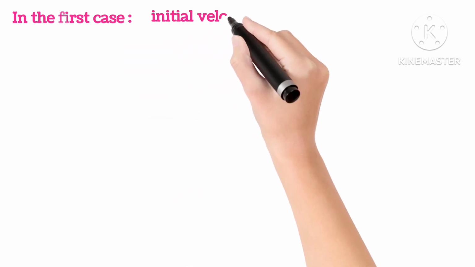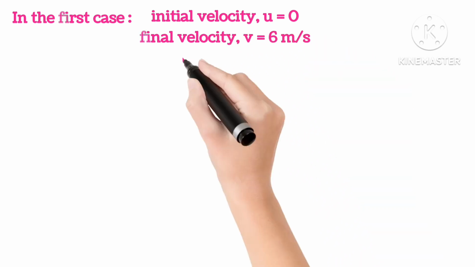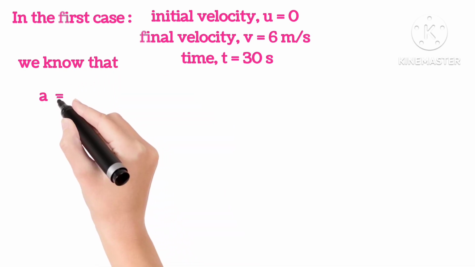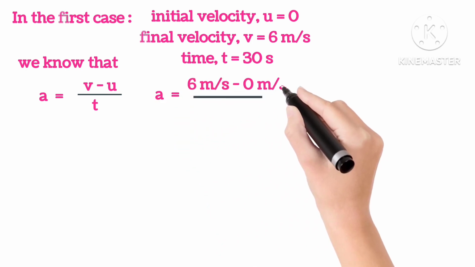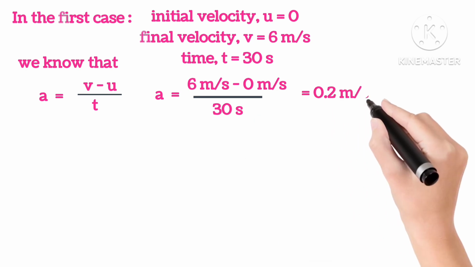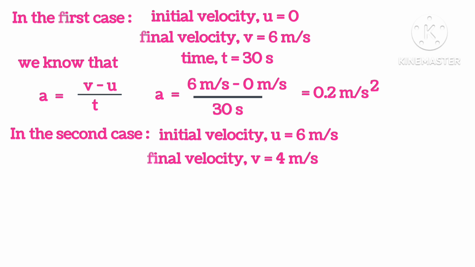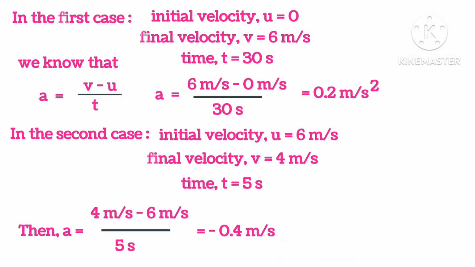So in the first case, initial velocity u is 0, final velocity v is 6 meters per second, time is 30 seconds. So we know that acceleration is equal to change in velocity upon time. Putting the values, we get 6 minus 0 upon 30, that will be equal to 0.2 meter per second square. In the second case, initial velocity is 6, final velocity is 4, time is 5 seconds. So now the acceleration will be 4 minus 6 upon 5, that will be equal to minus 0.4 meter per second square.